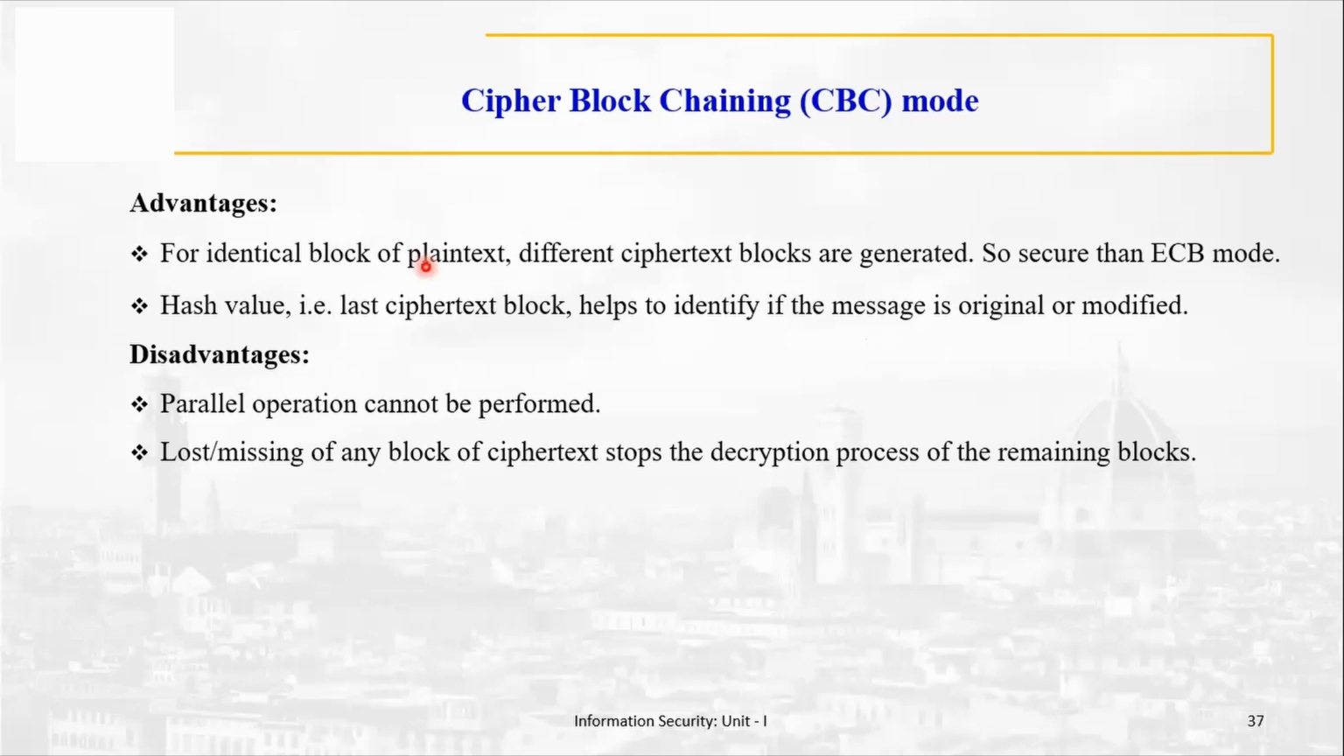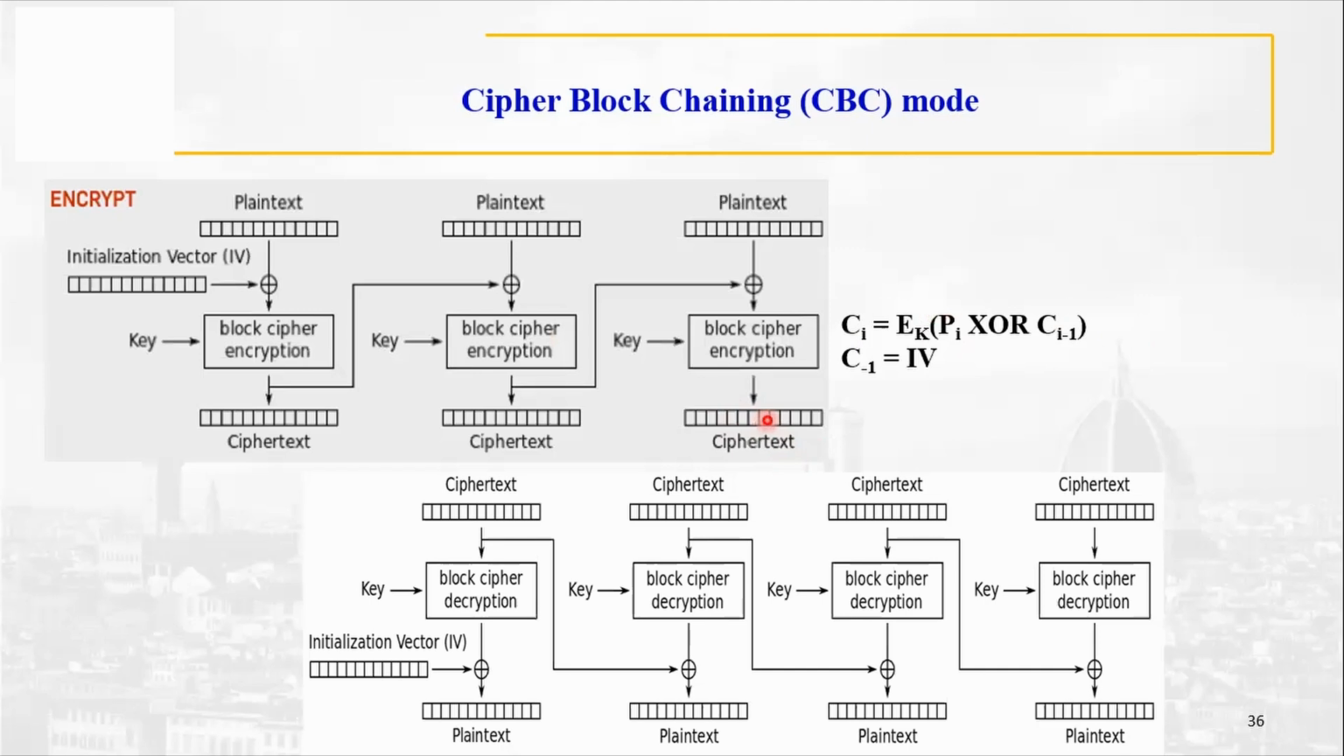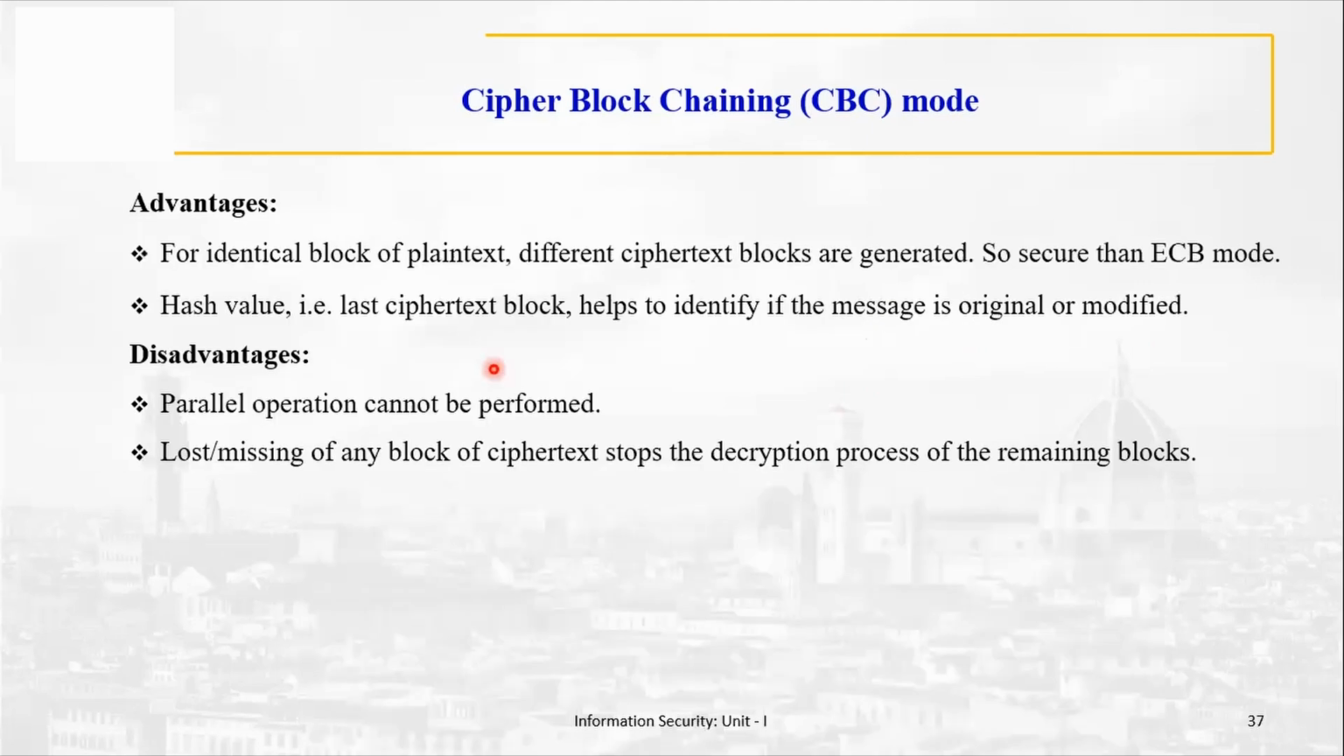These are the advantages and disadvantages. What are the advantages? It is more secure than the ECB mode. And the hash value: if you calculate the hash value of all the blocks or of the last ciphertext block, it helps to identify whether the message is original or modified. Whenever you are calculating the hash values of each block and someone tries to tamper with this ciphertext, you will come to know easily whether it is tampered or not, just because of this chaining mode. Now what are the disadvantages?